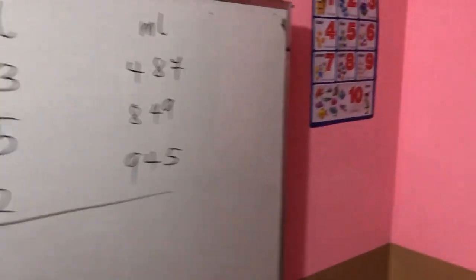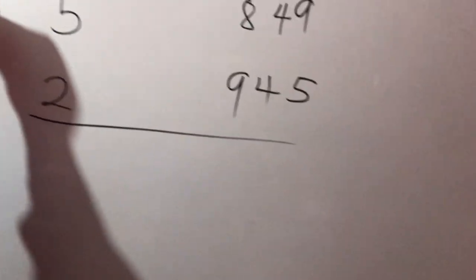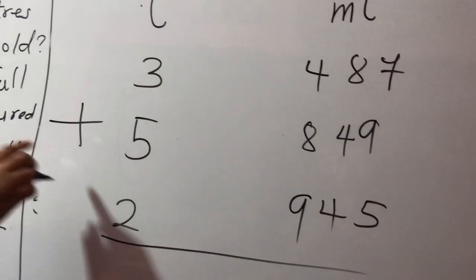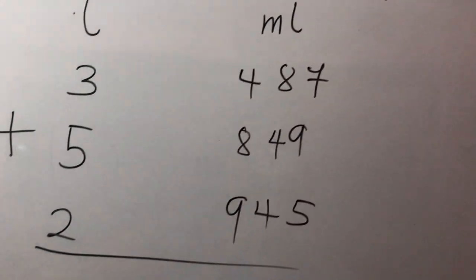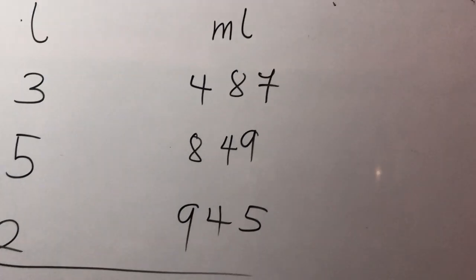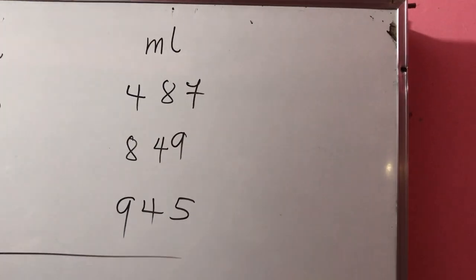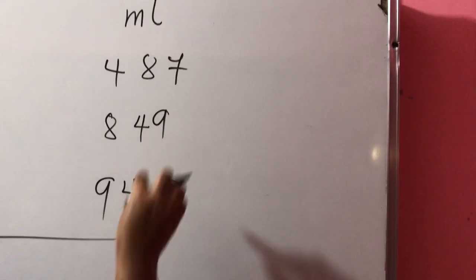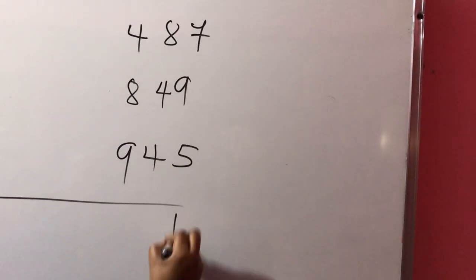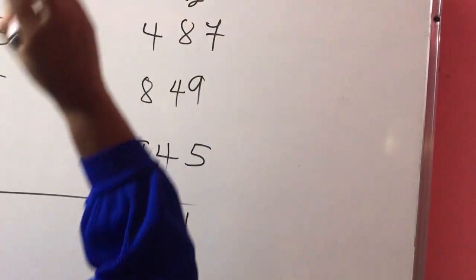So what are you being asked to do? You are being asked to what? Add. So I want to see this sign there. All right. So let's quickly add this. Now, what do we have here? 7 plus 9 is what? 16. 16 plus 5 is what? 21. So you bring your 1 here. You carry your 2 here.